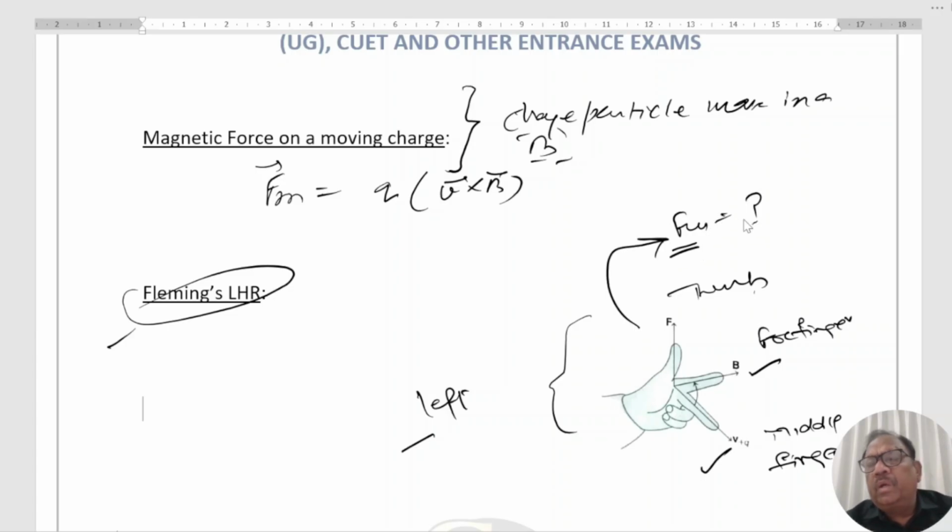Means if we take the left hand and keep these three mutually perpendicular to each other, if this indicates magnetic field, this indicates direction of motion of positive charge, then the thumb will point toward the direction of force. This is regarding Fleming's left hand, right? This is for positive charge. If negative, then the direction will be reversed.